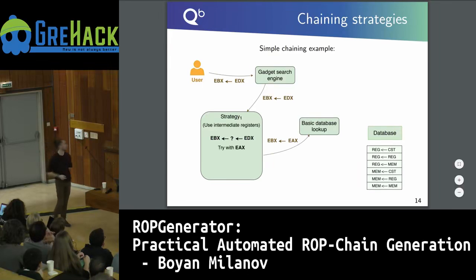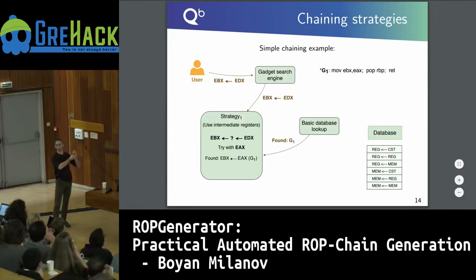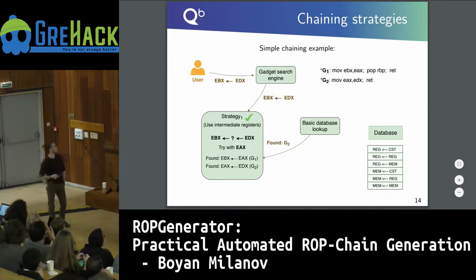So let's try with EAX. We use the basic lookup method. We query the database, and let's say we find a suitable gadget. Then this gadget is returned to the strategy. And now we have one part, like, okay, EAX into EBX, but first we want EDX into EAX. So again, we do a query to the basic lookup method. We query the database. We get a matching gadget. We return it to the strategy function.